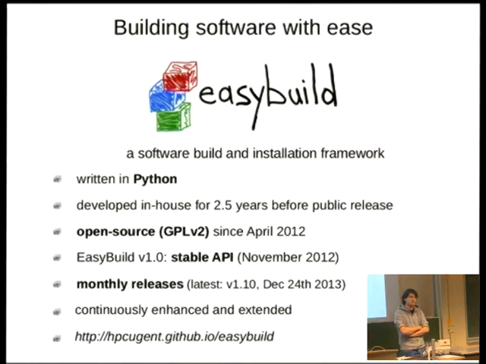It's written in Python, so people can use it because we like Python. We use it for all our tools. EasyBuild has been developed in-house for 2.5 years before we made it public. It was completely rewritten with good practices in mind and released as open source in 2012.